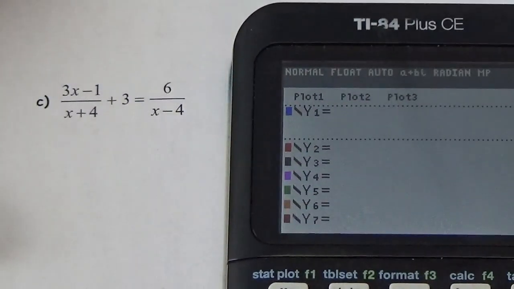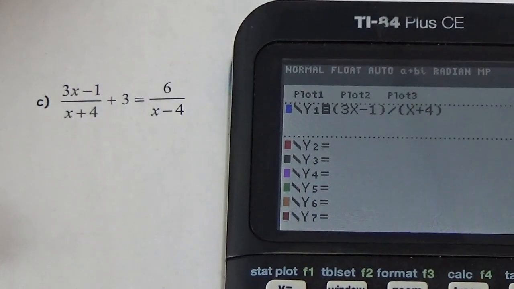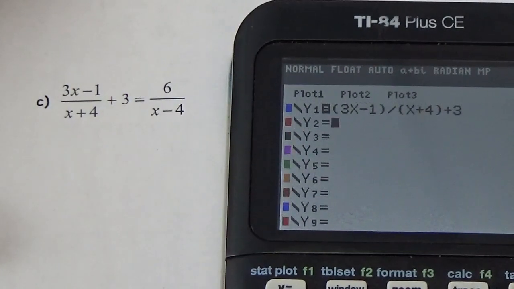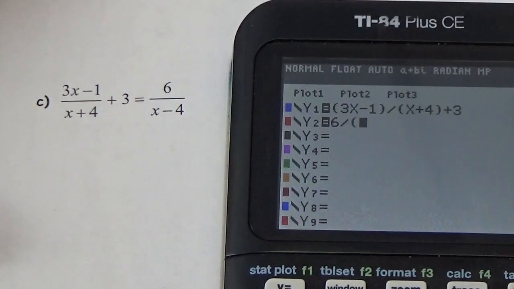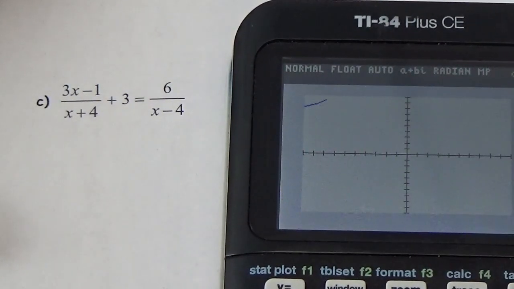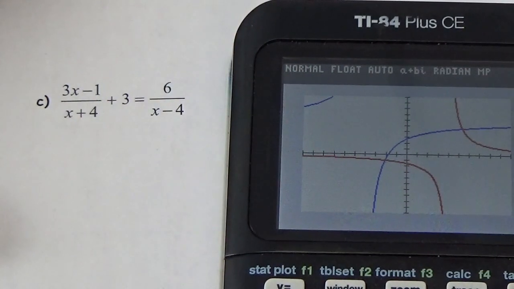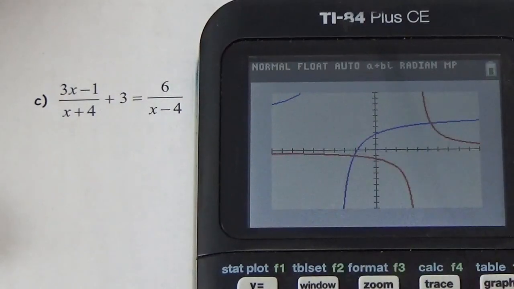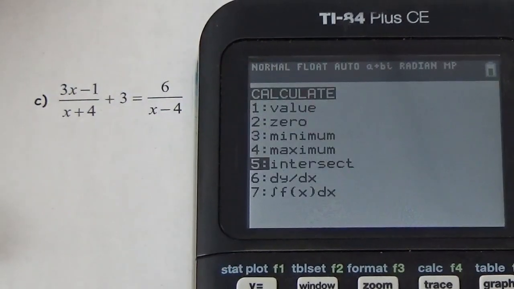Okay, now let's try it again. Let's try the left side, right side, see if we can make this one work here. So 3x minus 1 divided by x plus 4. Whoops, got to make sure there's brackets around the numerator and denominator. Plus 3. And then this is going to be 6 divided by x minus 4. Whoops, x minus 4. See what we get. Okay, well now I've got two really clean points of intersection. That one actually worked quite well.